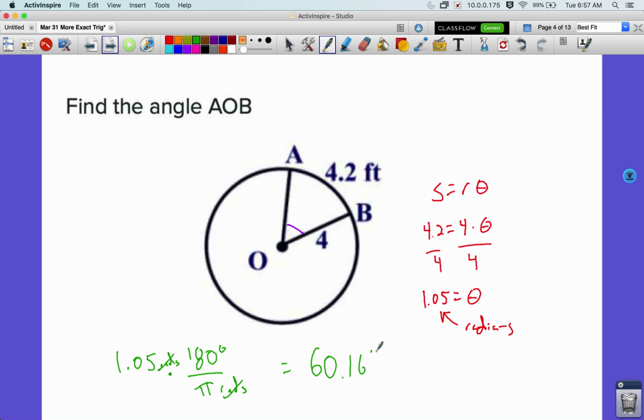And I like converting it to degrees here because I've got better intuition about degrees. That looks like it's about a 60-degree angle. So I feel like I've done the problem correctly.